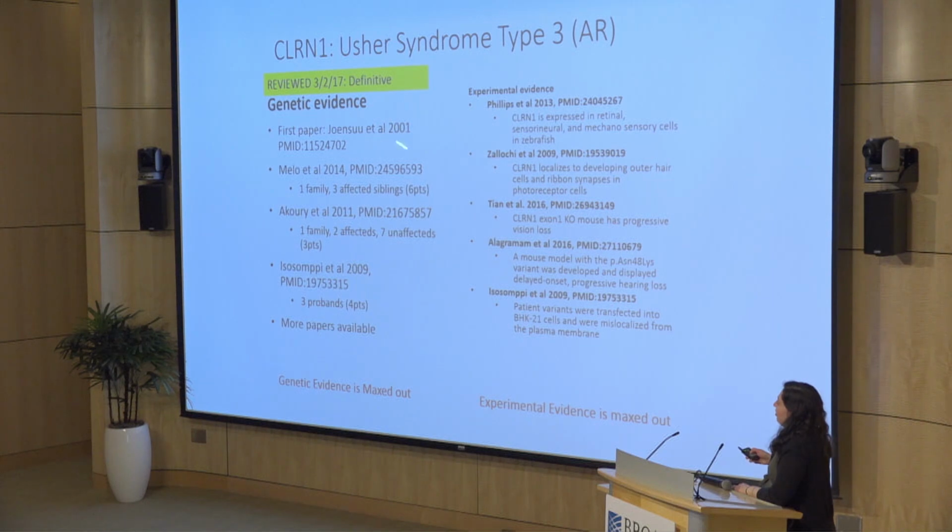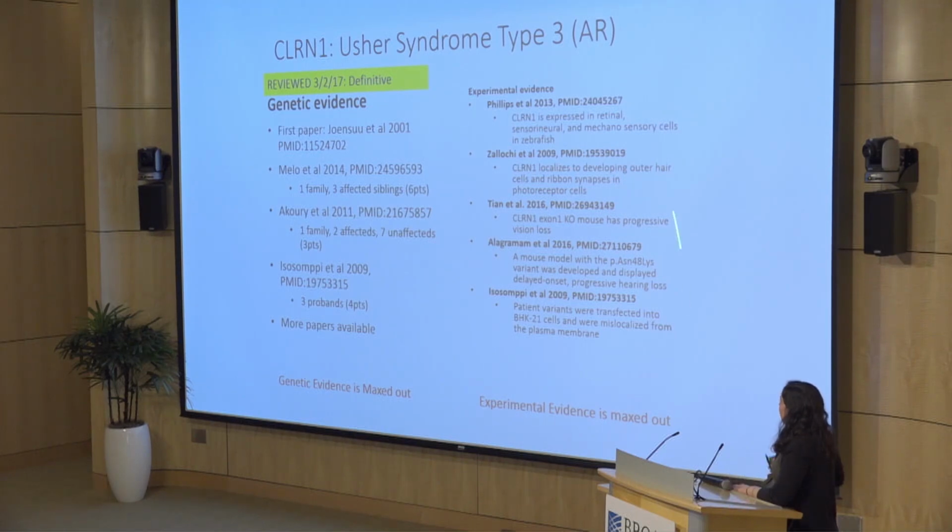So the first paper was in 2001. There was another paper in 2014 that had one family with 3 affected siblings, and we'll say what we scored. And then another paper in 2011 with 1 family, 2 affected, 7 unaffecteds. There are 3 probands in this 2009 paper, and that maxed out genetic evidence.